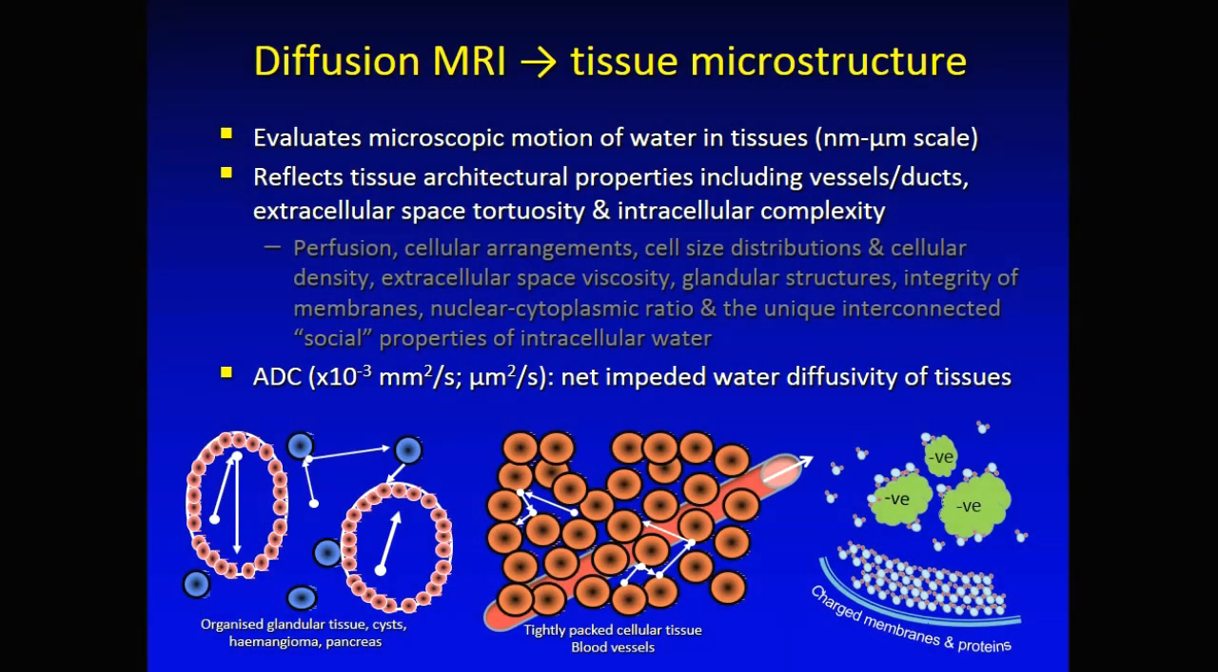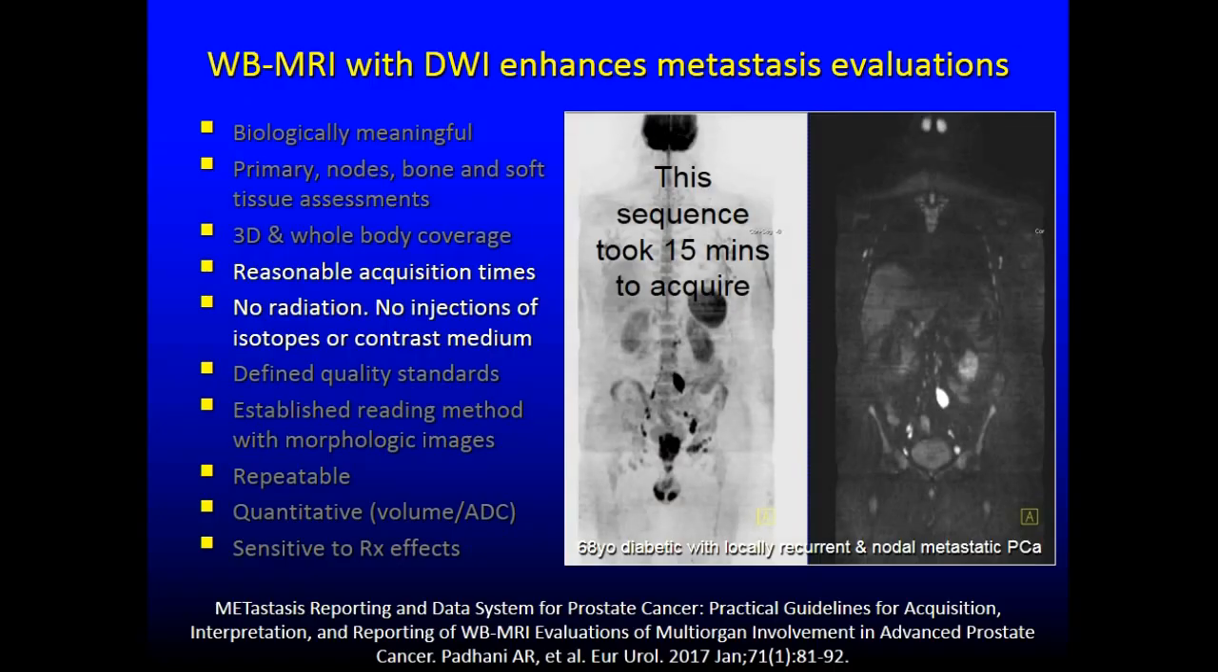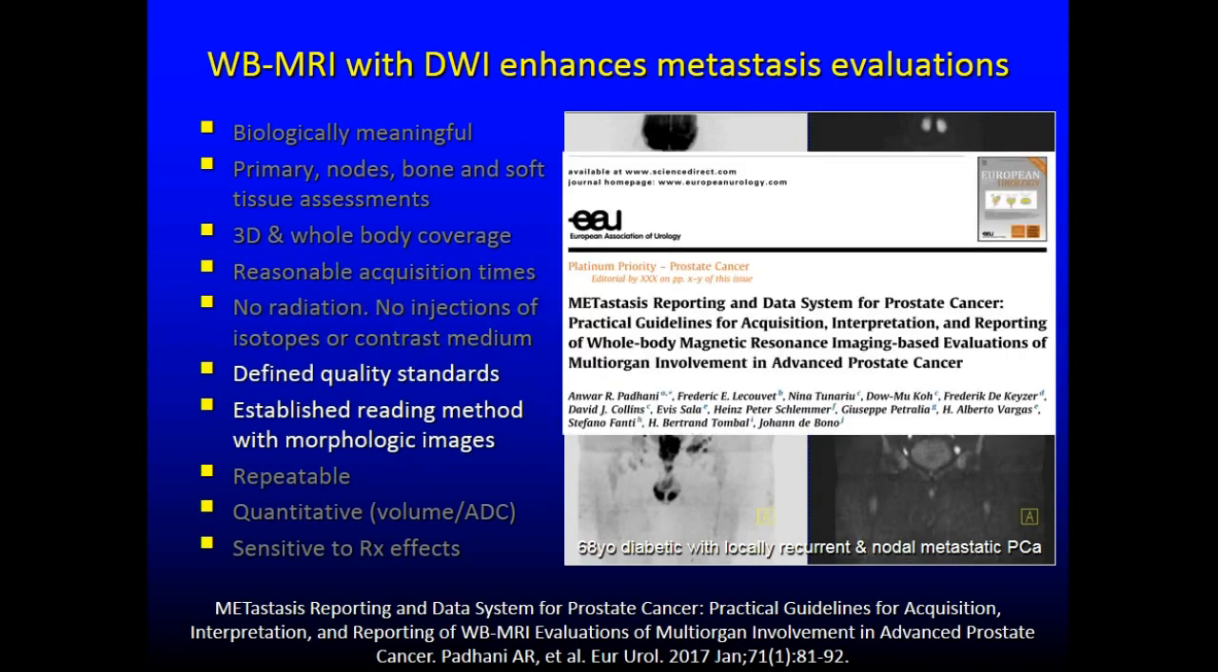Now, it's imperative to have diffusion imaging as part of whole body MRI, because diffusion imaging looks at the microscopic motion of water within tissues, and when water is impeded in its motion related to high cellularity, this leads to an altered signal which is readily available. The important thing about this technology is that there are no injections, no isotopes, no contrast media. This whole body diffusion scan took about 15 minutes.